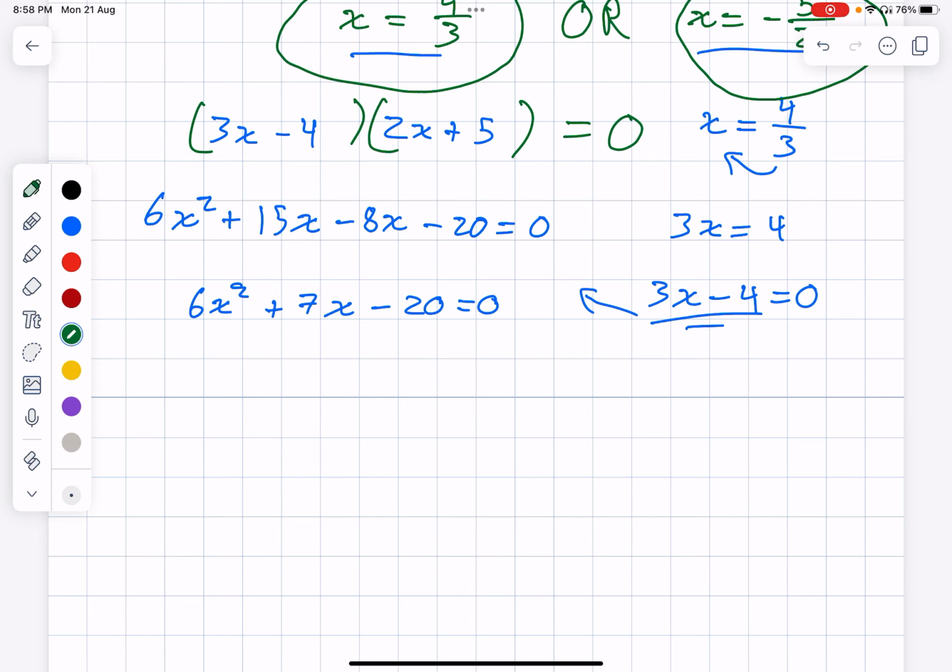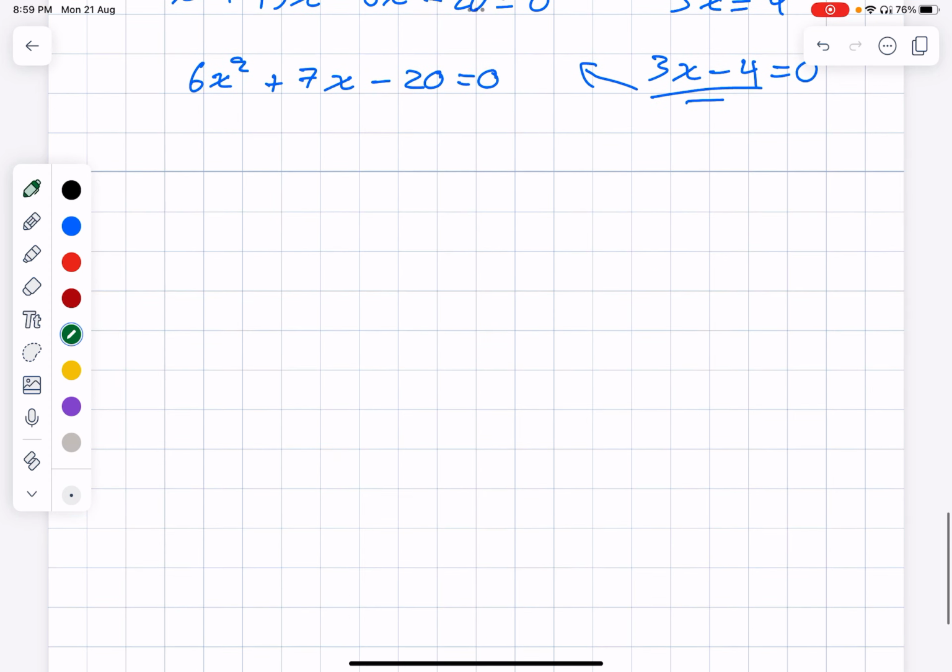Now, there are other forms of equations that may be given to you in the exam. So here's another example, and this might be a little more difficult than before. Well, it's not difficult, but there are more steps in this. So what they might give you is this.